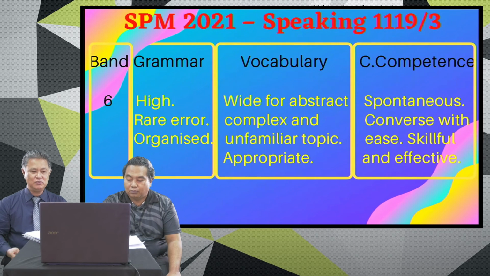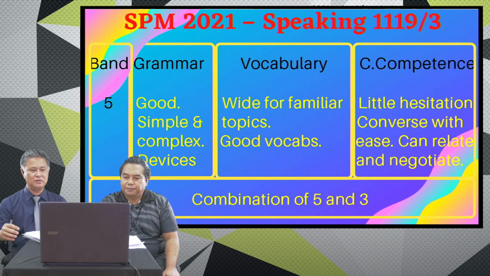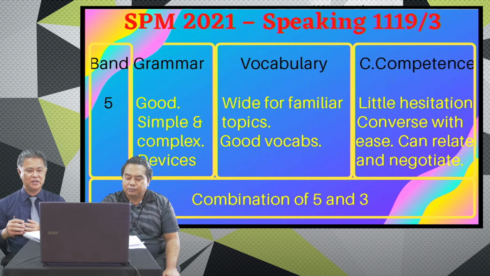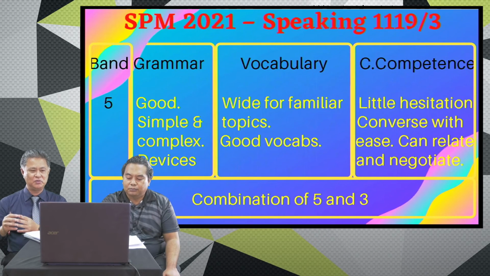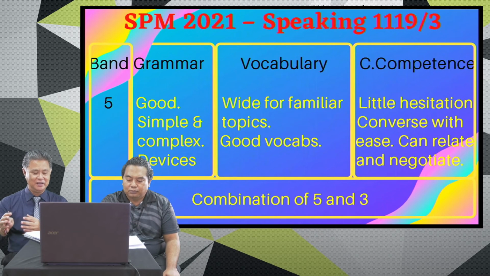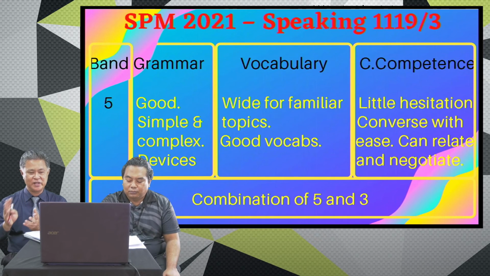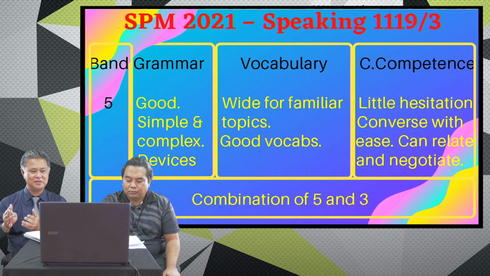Now look at band 5. This is what we believe will be awarded to the students by the assessors for band 5. You can use this guide to teach your students when they are doing their speaking in class.